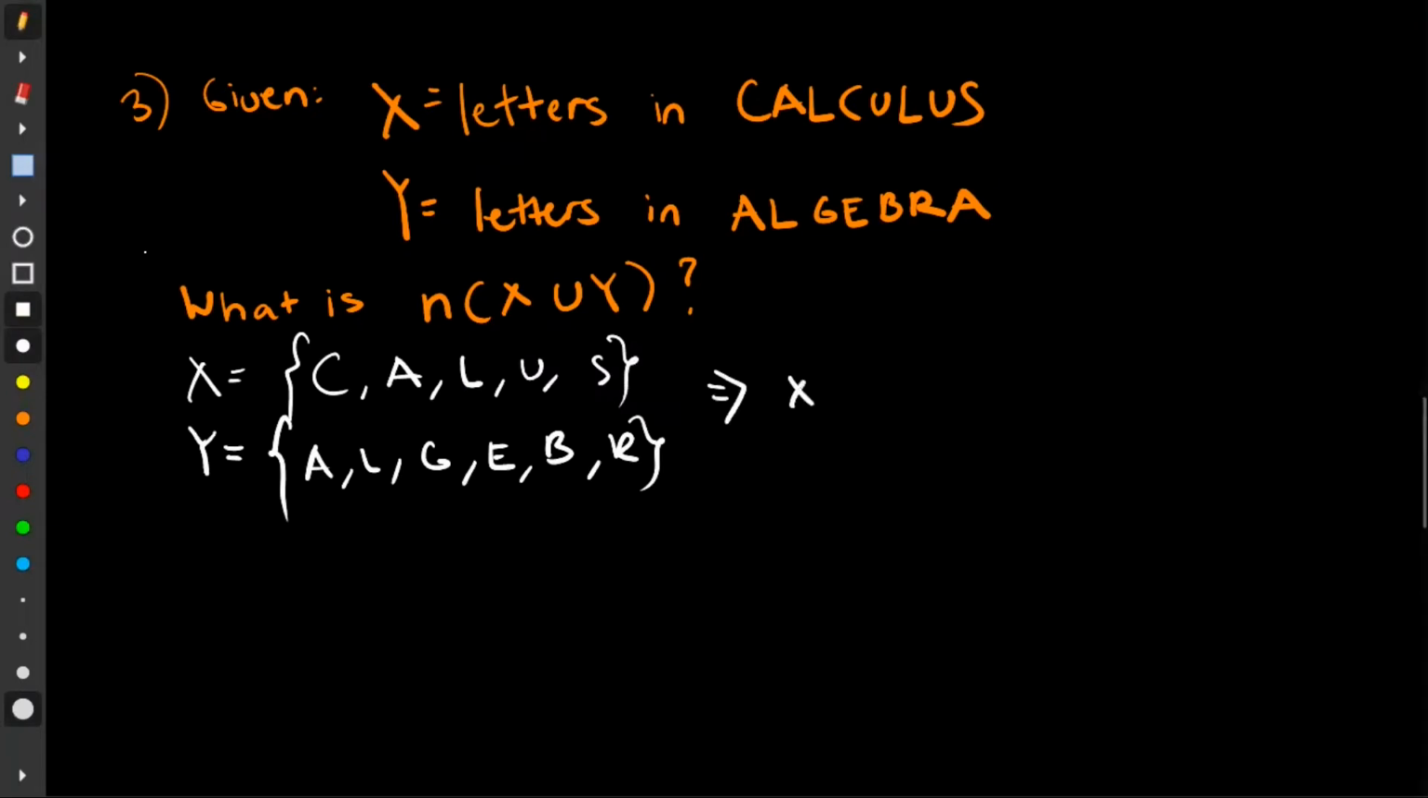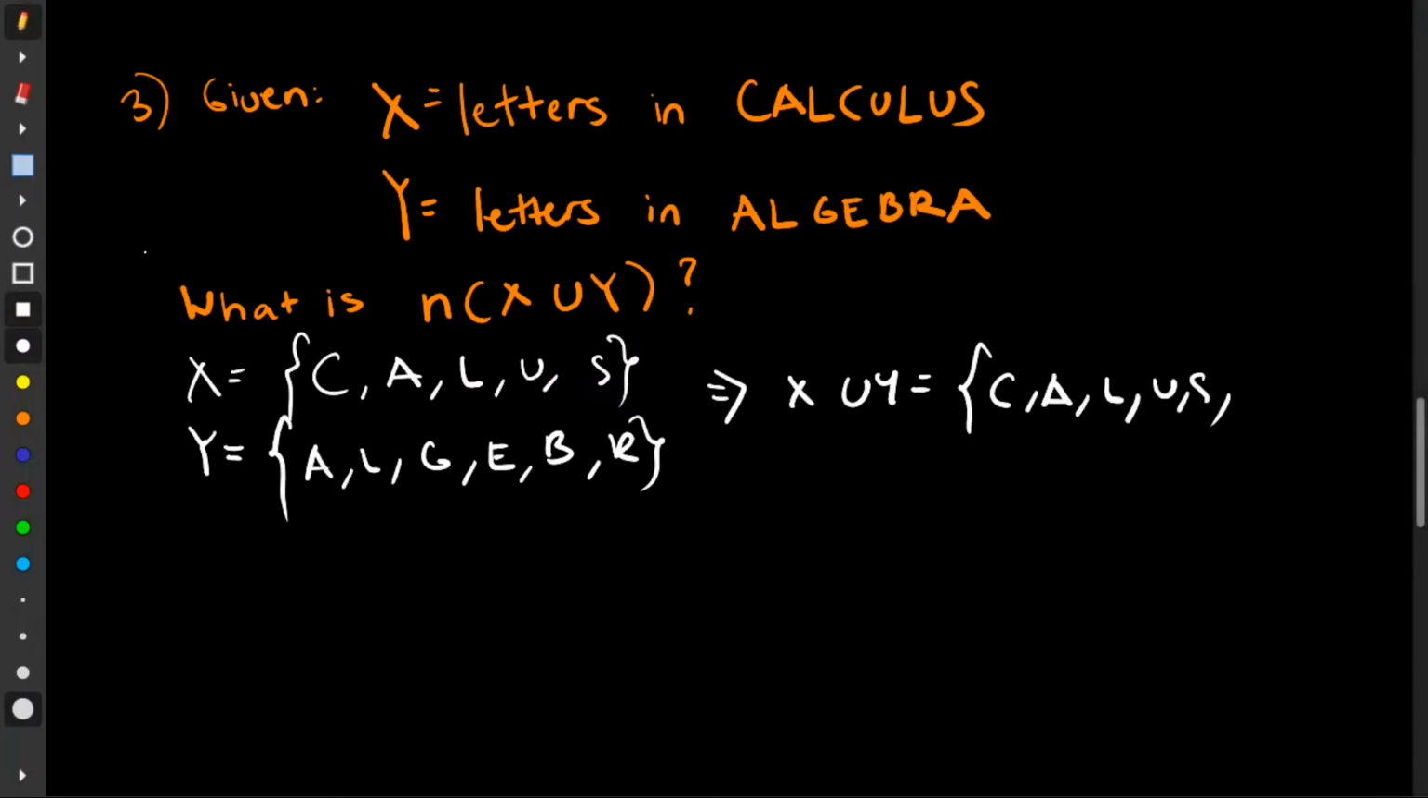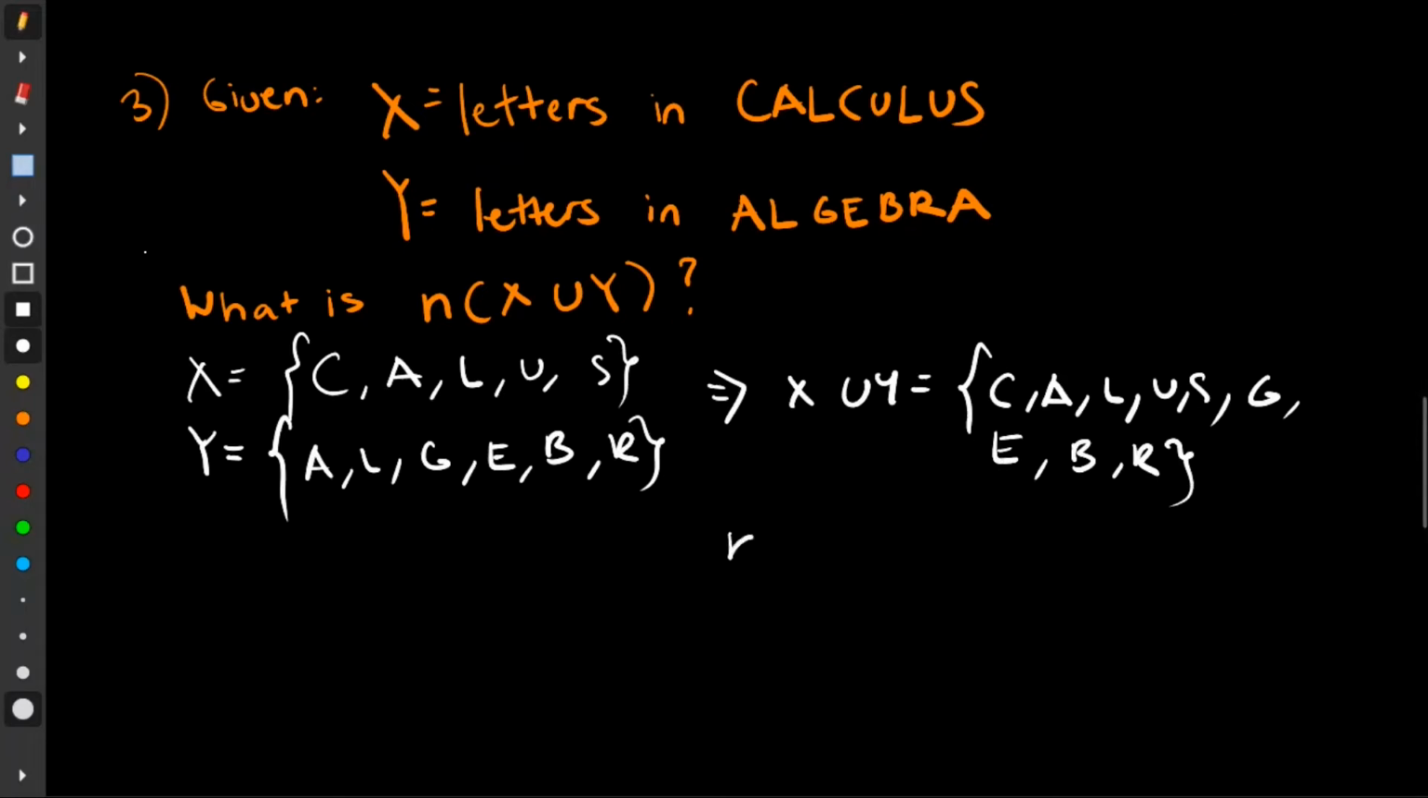So we know that X union Y is equal to the set containing C, A, L, U, S. A is already present, L is already present. So G, E is not yet present, so we put E here, B, and R. So counting its elements, we have 1, 2, 3, 4, 5, 6, 7, 8, 9. So the cardinality of their union is simply 9.